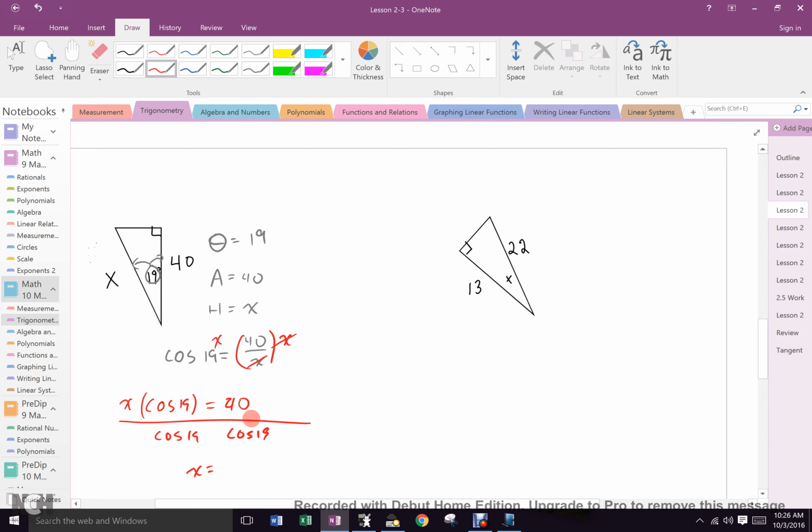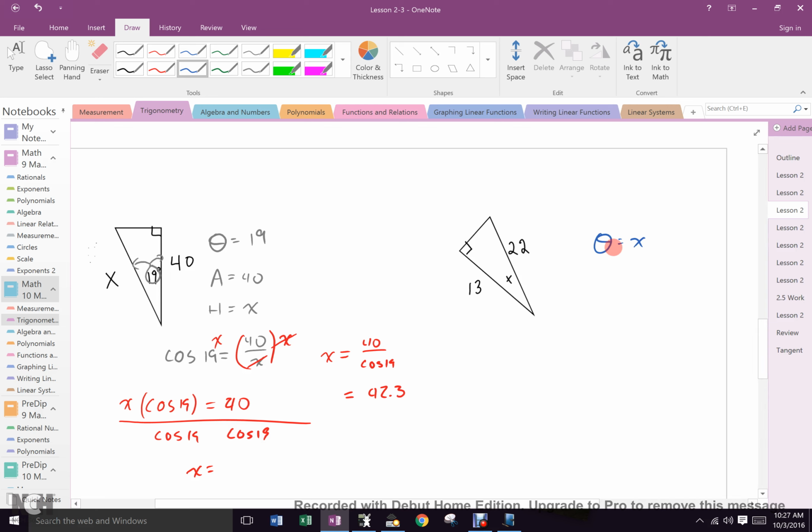Algebraically, that's what I do. You guys are smart kids. What do you really do? Letters on the bottom, they just change places. So x equals 40 over cos 19, which is 42.3. Does that make sense? We were trying to find the hypotenuse. The hypotenuse is longer than 40. 42.3 is longer than 40. So it works. Got it? And what is the last one? Do I have a theta?